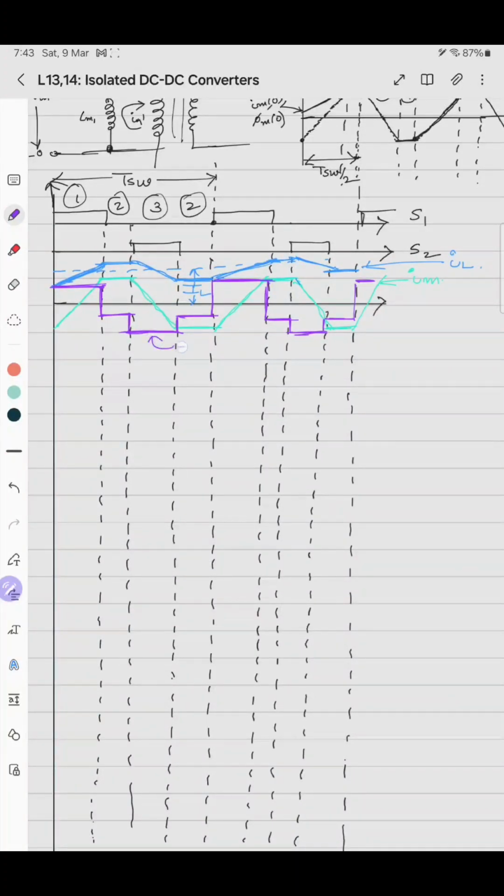This value is minus NS by NP into V in plus V naught, so minus is to the whole bracket. This value is NS by NP into V in minus V naught, and this value is minus of V naught. This waveform belongs to VL.